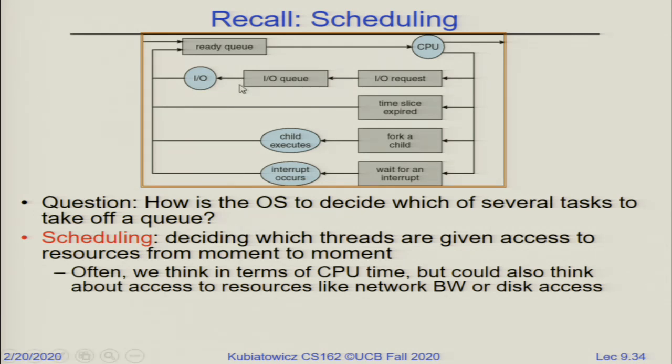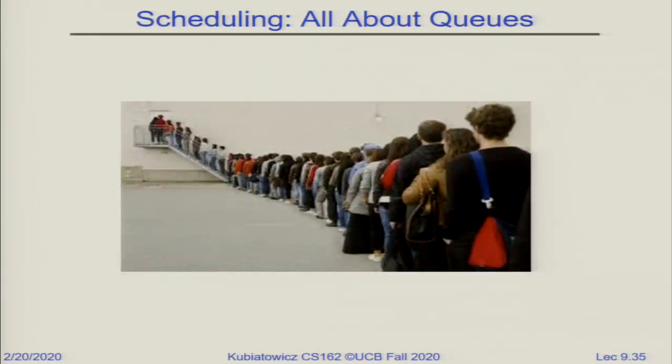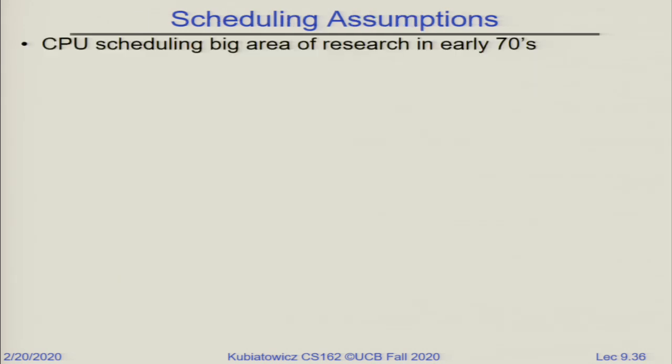Often we think in terms of CPU time, but there are schedulers for the disk. There are schedulers for the network. There could be a decision of how much network bandwidth you're allowed, okay? And after you've gotten rid of your network bandwidth, you go on, okay? And so we're going to talk about other schedulers, but we're going to start with the CPU. Scheduling's all about queues, okay? So, what are some assumptions?